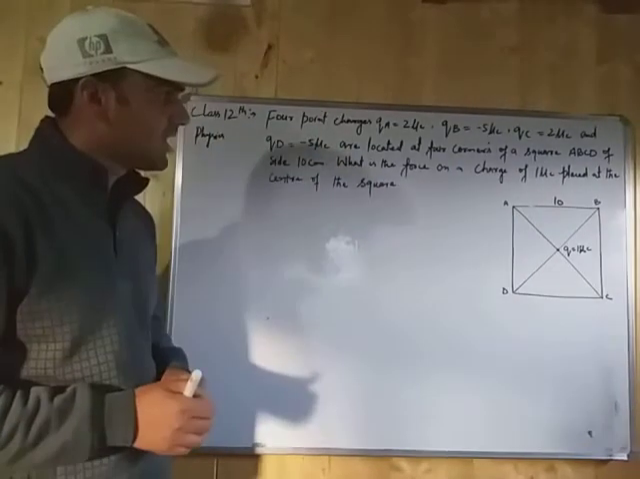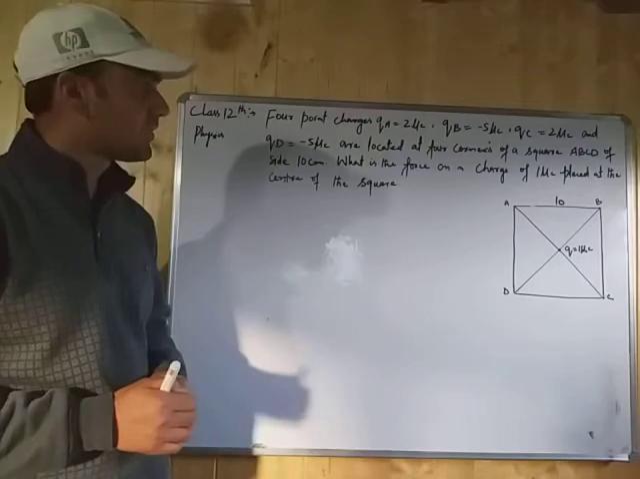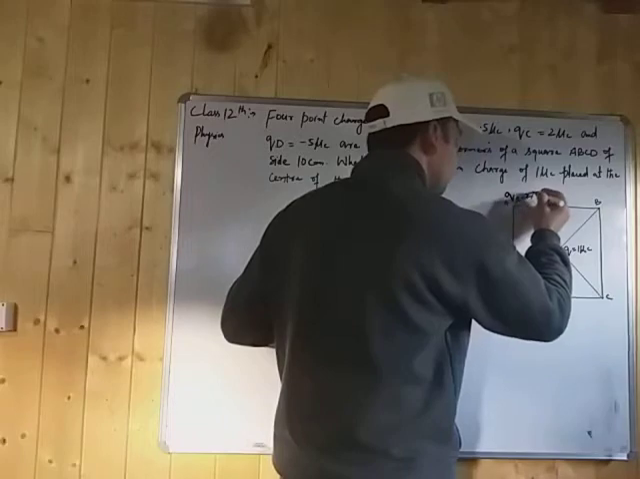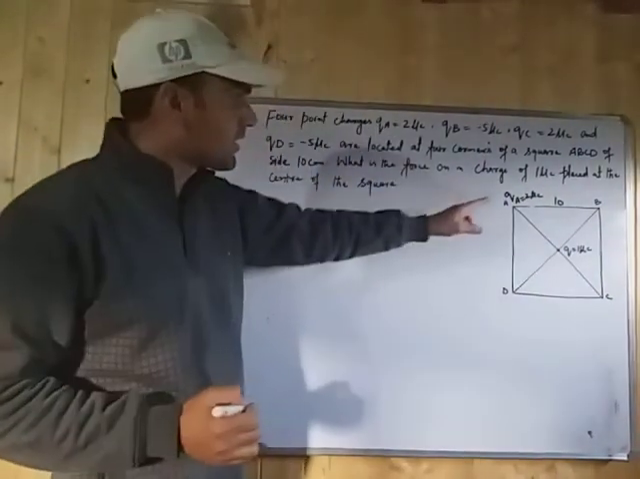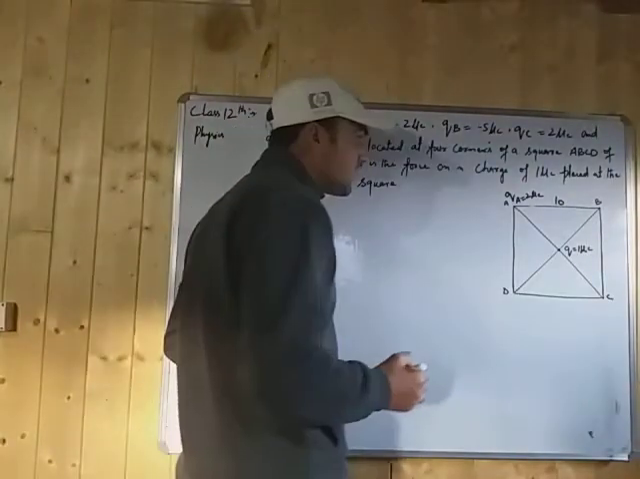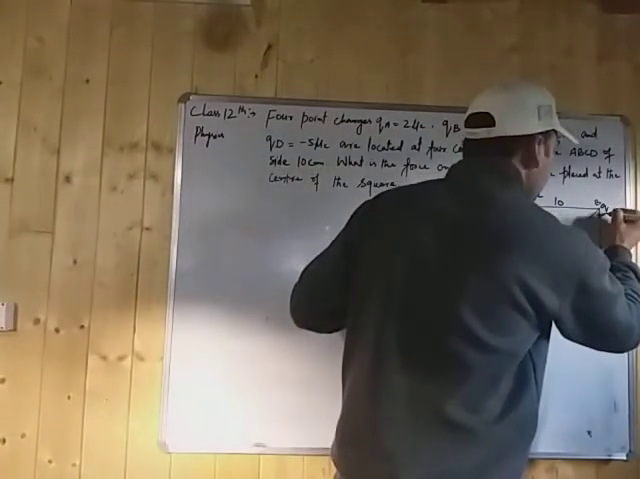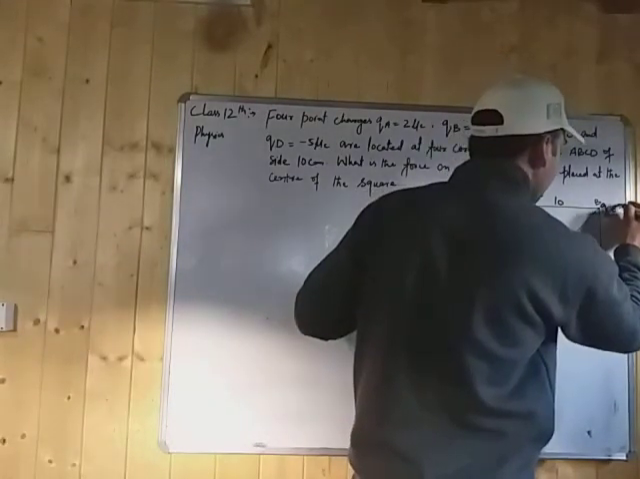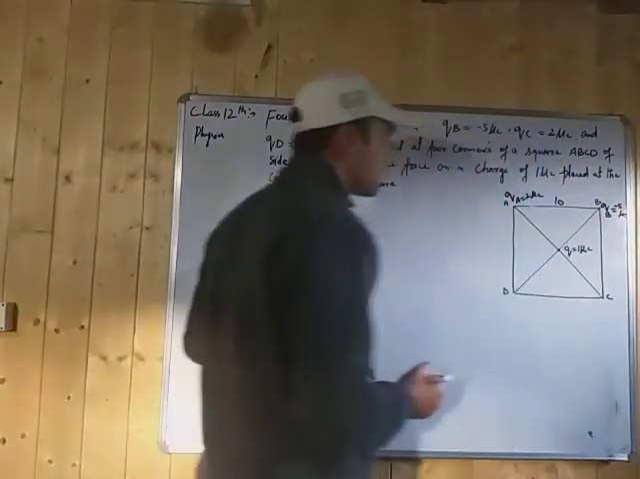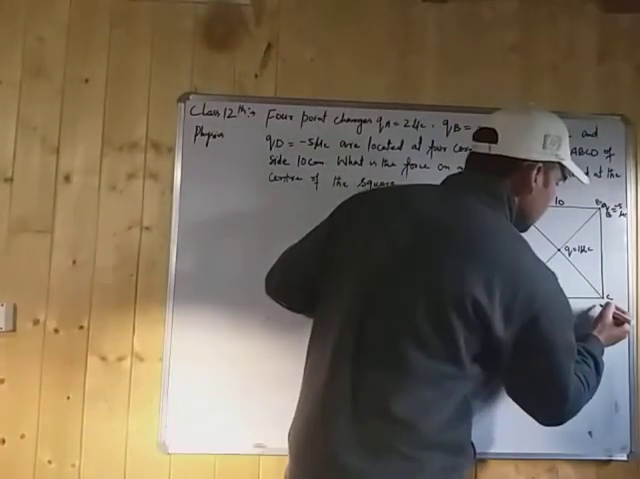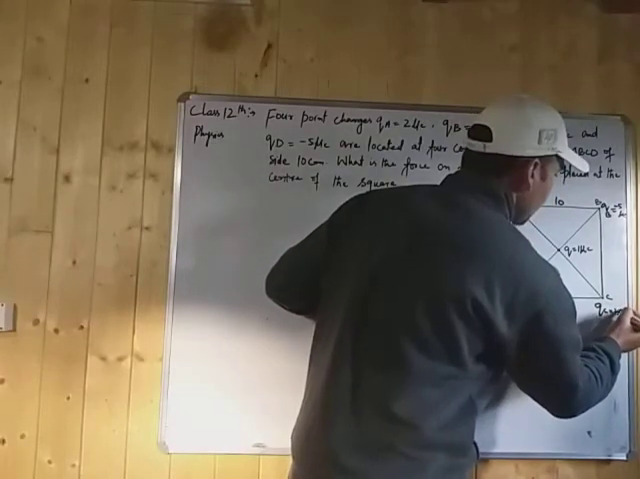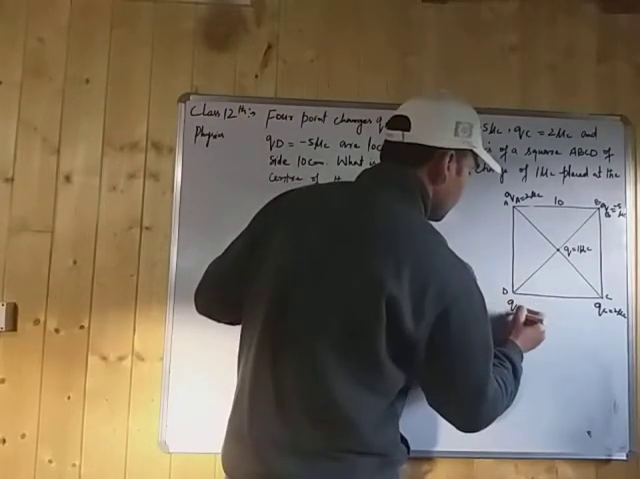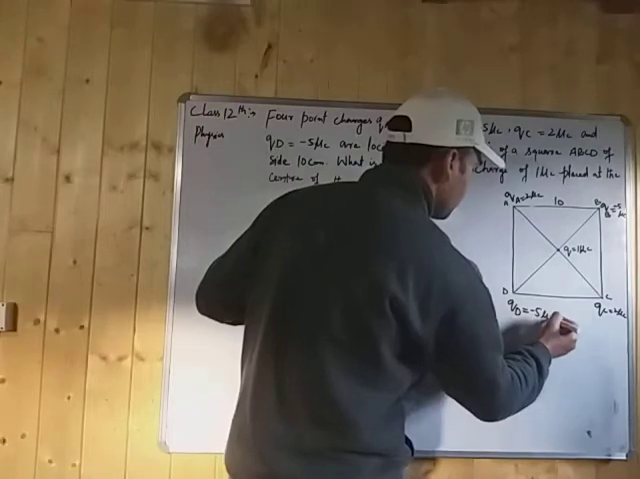So four charges are given here, and these four charges are located at the corners of a square. QA is equal to 2 microcoulombs, meaning the charge on corner A is 2 microcoulombs. Similarly, the charge on corner B, QB, is minus 5 microcoulombs. Similarly, the charge on corner C, QC, is 2 microcoulombs. We have the charge on corner D, QD, that is minus 5 microcoulombs.